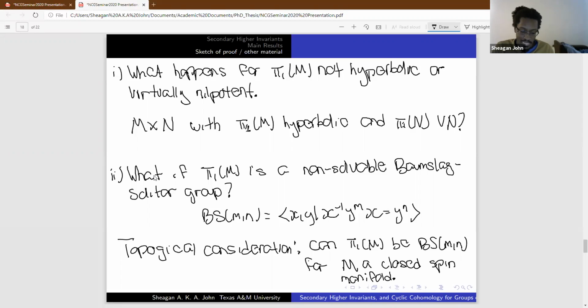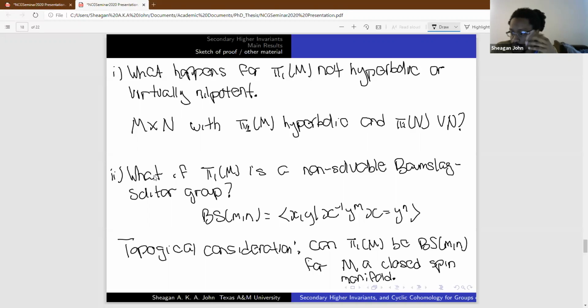We know that if we are in dimension 4 and above, we can take a CW complex and construct it in such a way that we can get the fundamental group to be anything that we want. But such a CW complex is not at all, on the nose, a manifold, much less a closed spin manifold. And so that's a very important topological consideration if we think about Baumslag-Solitar groups.